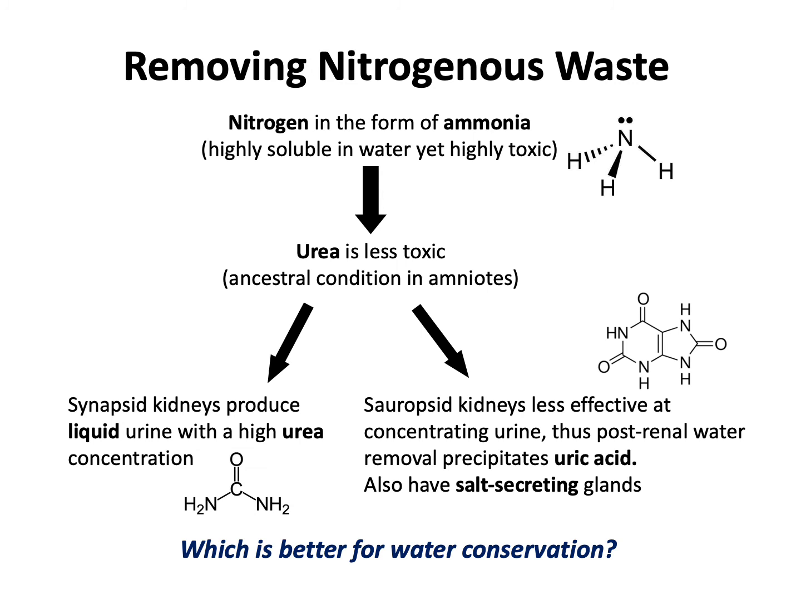So which of these is better for water conservation? Urea or uric acid? Well, you probably guessed. If you're producing urine all the time in liquid form, you're also losing water. Urea is just a small part of that urine. So if you want to conserve water, uric acid is a better way to go, and that's what you see. Dry desert habitats, for example, will often be dominated by lizards and things like that, and snakes, right? Reptiles, as opposed to more tropical areas.